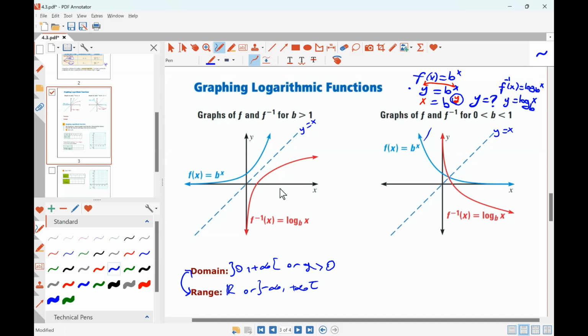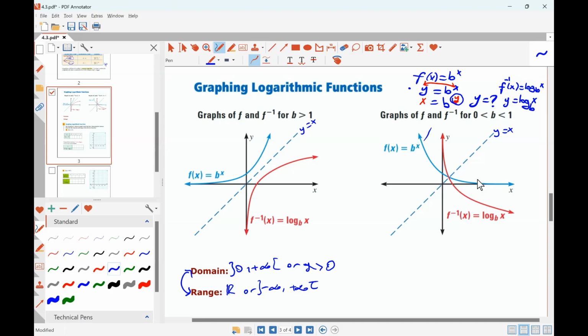Graphically, you can also identify it. Remember, for exponential functions, the function is approaching the x-axis, never touching, never crossing it. So when you switch x and y, this time for logarithms, the function is approaching the y-axis, not touching or crossing the y-axis.